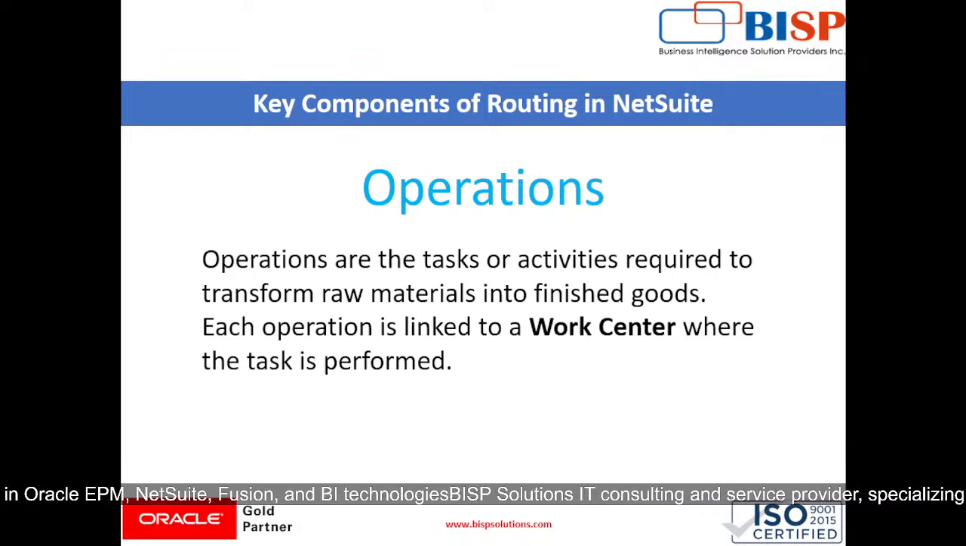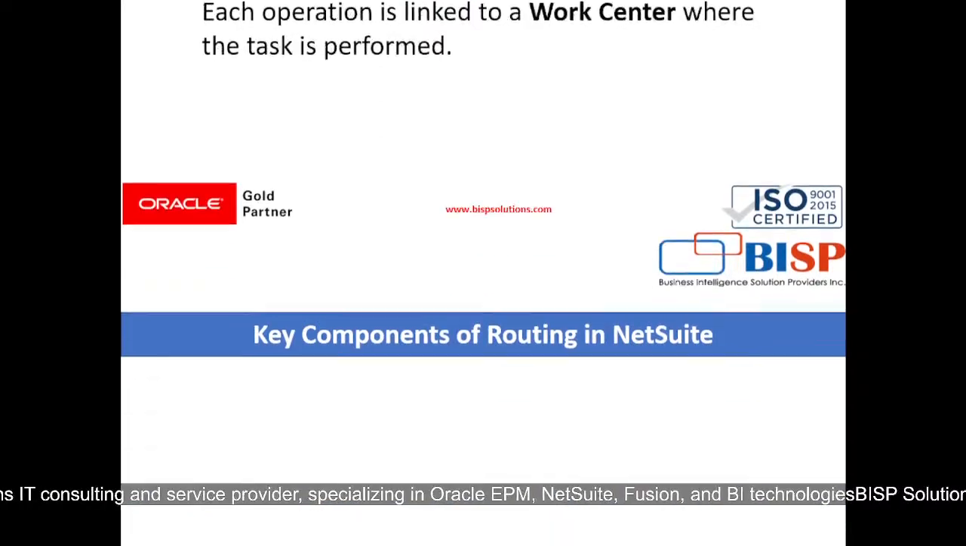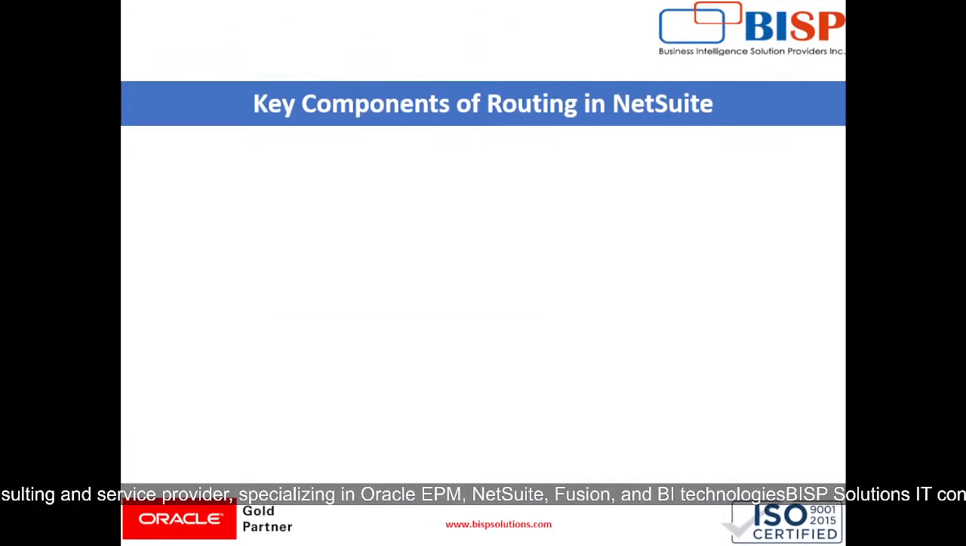So key components of routing, where first comes our operations. They are the tasks or activities required to transform raw materials into finished goods. Each operation is linked to a work center where the task is performed. For example, cutting raw materials, assembling components, testing, and quality inspection.